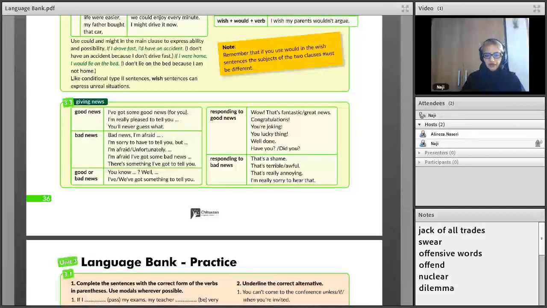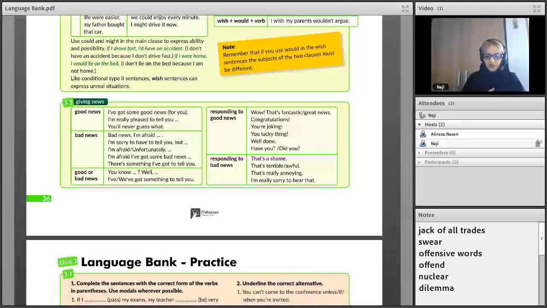I'm afraid, unfortunately. I'm afraid I've got some bad news. There's something I've got to tell you. And good or bad news that you can use for both. Well, you can use for both bad news and good news. I've got something to tell you. So these three can be used for both.